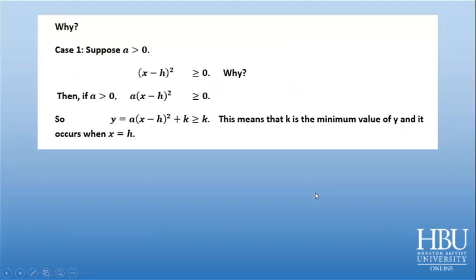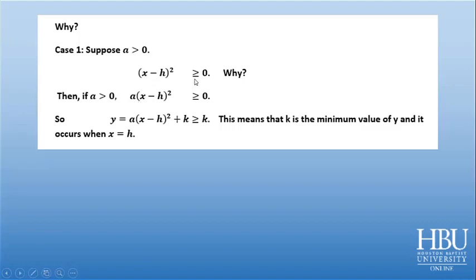Let's understand this by looking at two cases. In case one, let's suppose that a is positive. Then the expression (x minus h) quantity squared is always going to be greater than or equal to 0. Why? No matter what value x has, any expression squared has to be greater than or equal to 0. If this expression is 0, 0 squared is 0. If this expression is anything other than 0, when you square it, you get a positive number.